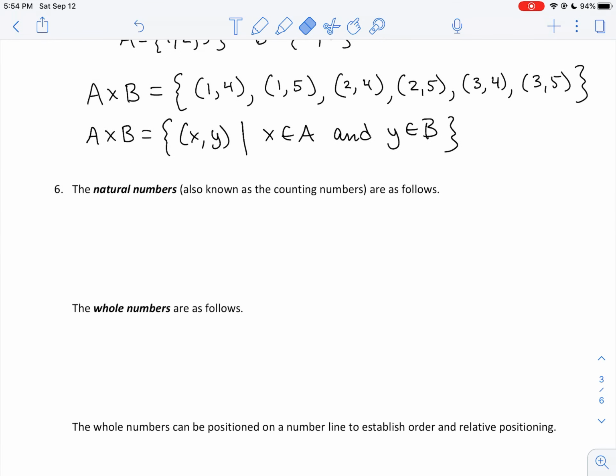Okay, item number 6. The natural numbers, also known as the counting numbers, are as follows. It's a set of numbers, the smallest of which is 1. And then these are all the counting numbers. So I'll just go in order, 2, 3, 4, 5, 6, and forever.